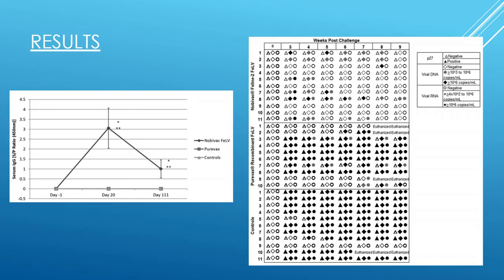Proviral DNA was detected in 1 of 11, 9% of the Nobivac vaccinated cats, in 6 of 10, 60% of the PureVax vaccinated cats, and in 9 of 11, 82% of the control cats. From weeks 6 to 9, cats in the Nobivac group had significantly lower proviral DNA loads than those in the PureVax group.